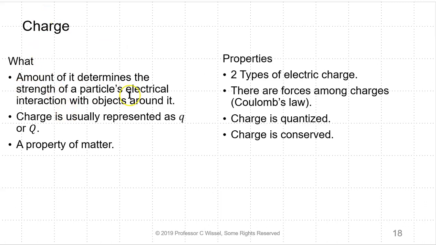Charge: the amount of it determines the strength of a particle's electrical interaction with objects around it. Charge is usually represented by a little q or a big Q. It is a property of matter. Its properties are that there are two types of electric charge. There are forces among charges. We call them Coulomb forces, and we'll talk about Coulomb's law in a later lecture. Charge is quantized and charge is conserved.